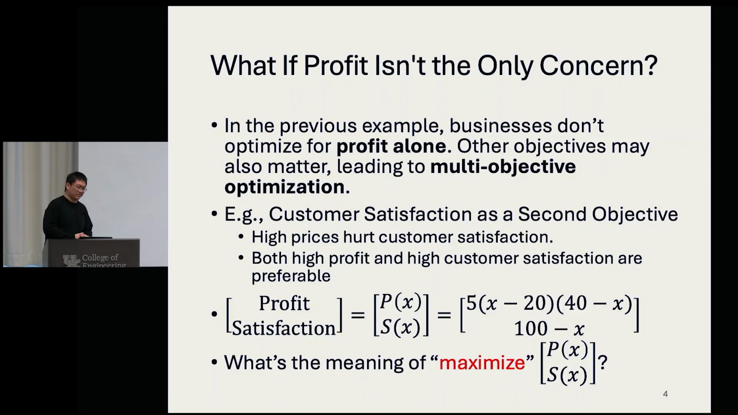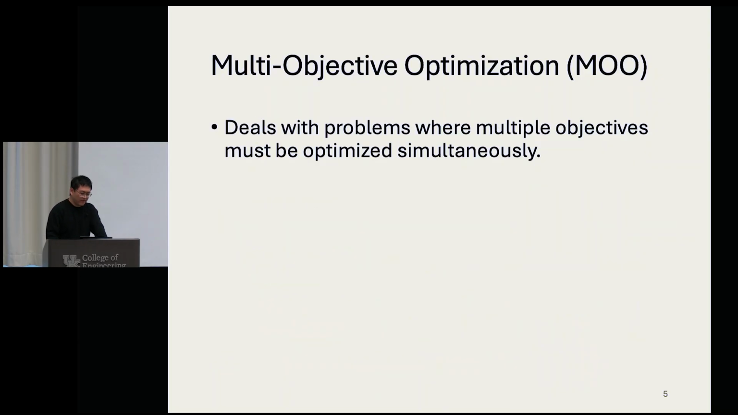And then we have a very natural follow-up question: what is the meaning of maximizing a vector? I mean, it is very straightforward to maximize a scalar because scalars are comparable, so one scalar is larger than another scalar. But if we are maximizing multiple objectives, that is, maximizing a vector, then the meaning of maximize may not be that straightforward.